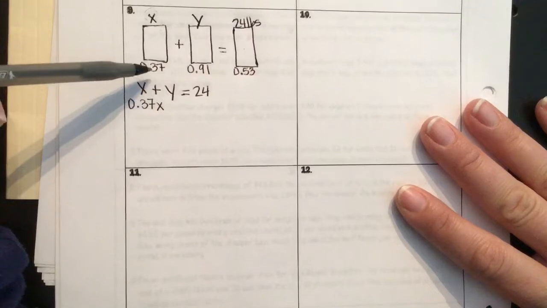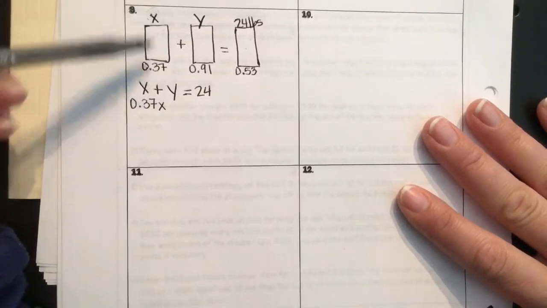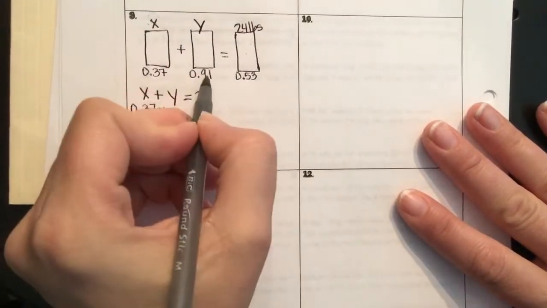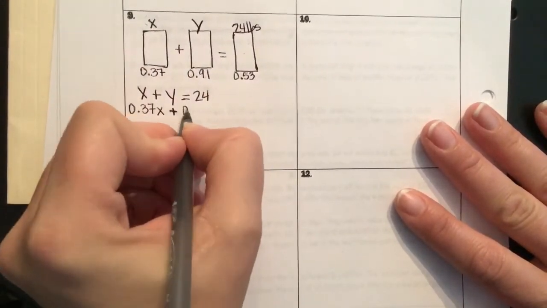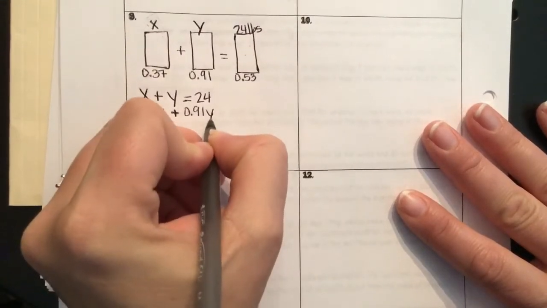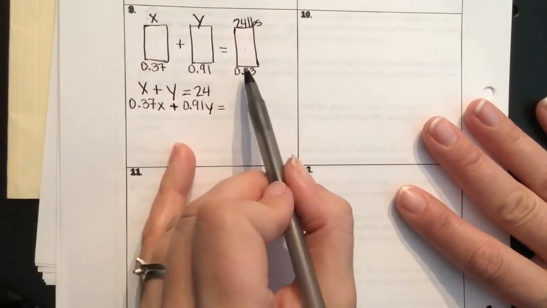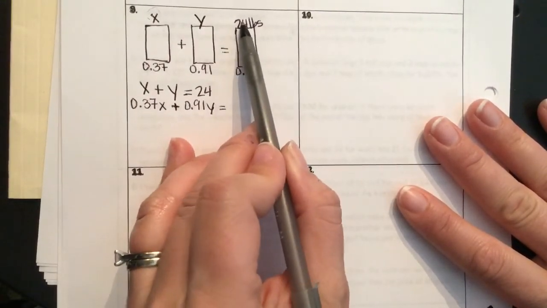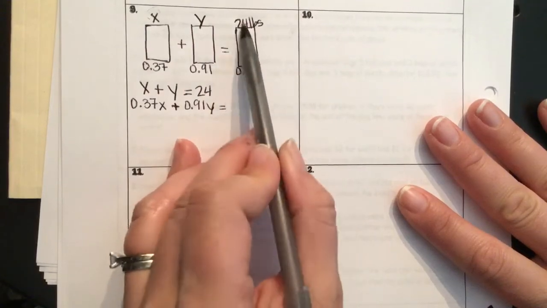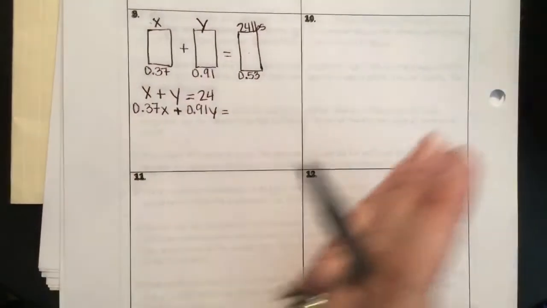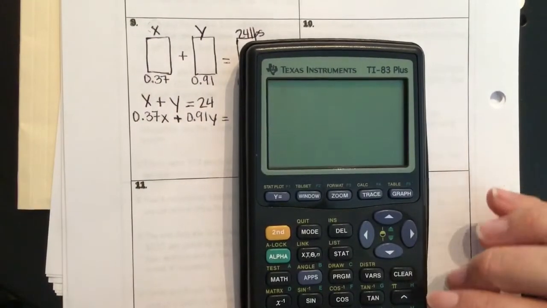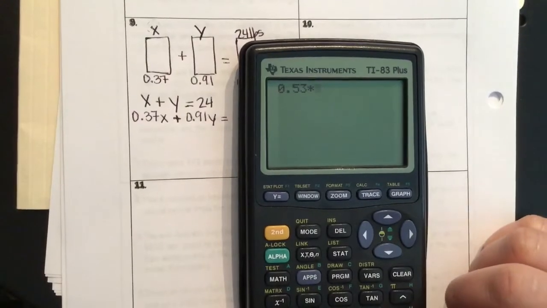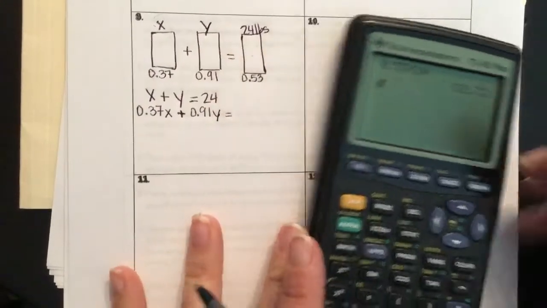37 cents per pound, plus 91 cents per pound. So we're going to go ahead and multiply those. Would have to equal this one being 53 cents per pound. So I'm just going to go ahead and multiply 0.53 times 24. You're going to need a calculator for this problem. I think it's really helpful. 0.53 times 24, 12.72.